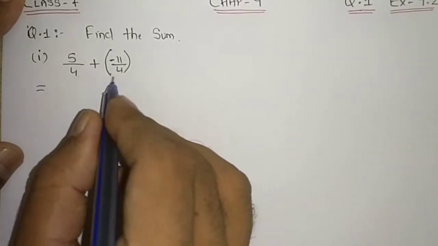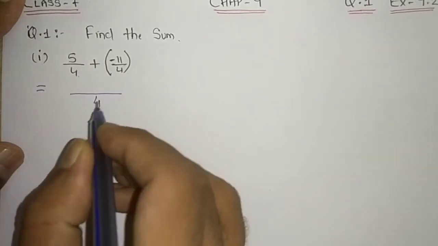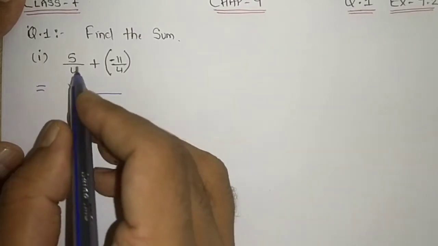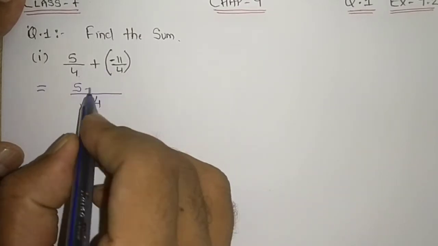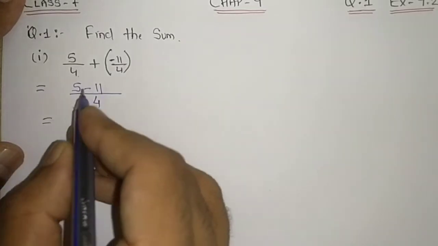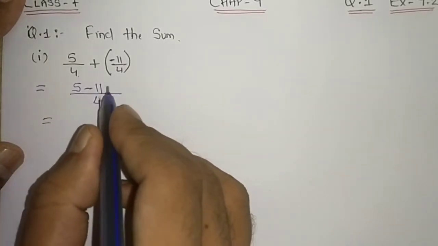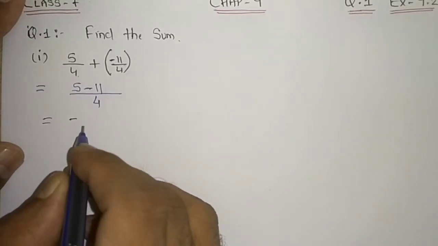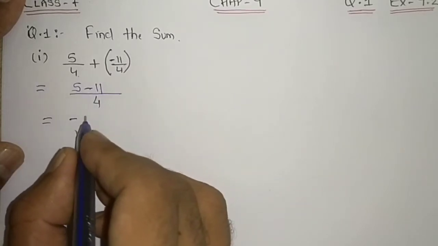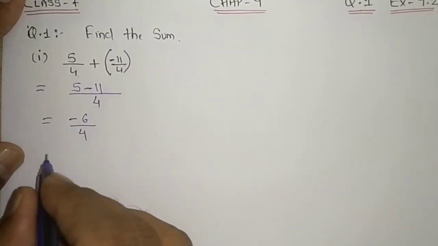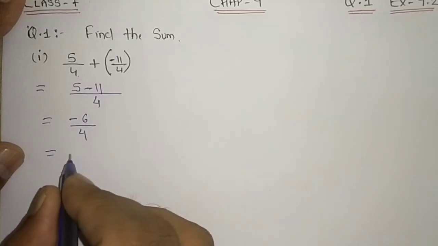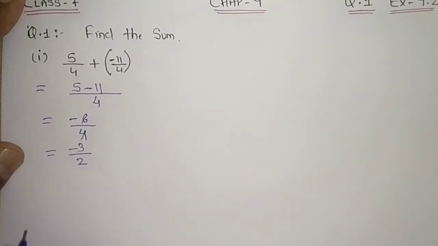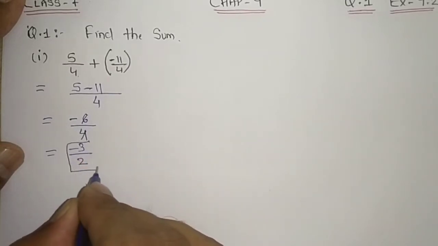Here denominators are same, so we will take LCM. LCM will remain 4 and numerator we will add them. 5 plus into minus will become minus 11. Now minus 11 is having greater value, greater sign, so the answer will be in minus. 11 minus 5 will be 6 divided by 4. 4 we can write 2 2s are 4 and 2 3s are 6. So our answer will be minus 3 by 2.